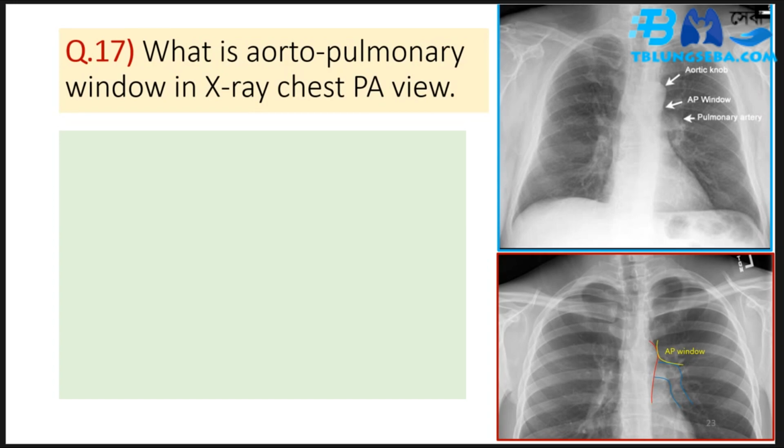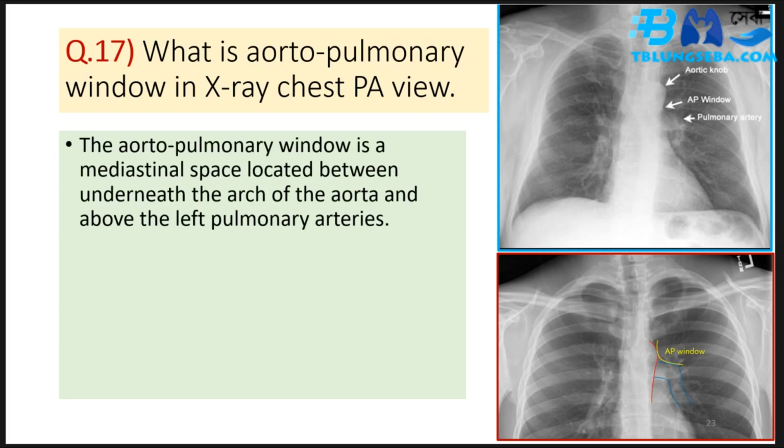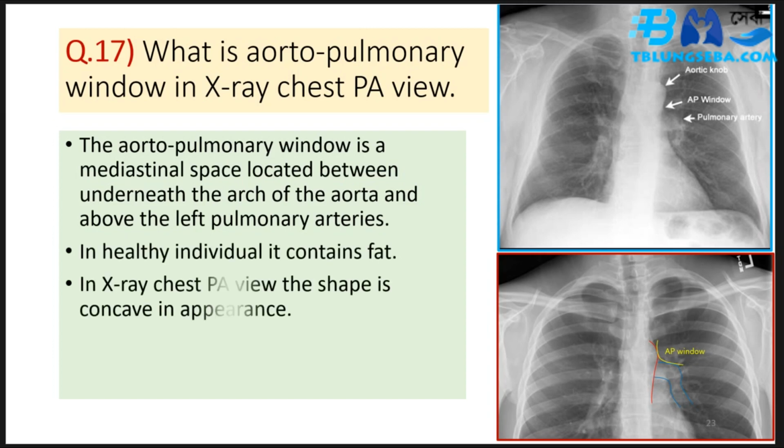Q.17, what is aortopulmonary window in X-ray chest PA view? The aortopulmonary window is a mediastinal space located underneath the arch of the aorta and above the left pulmonary arteries. In healthy individual it contains fat. In X-ray chest PA view the shape is concave in appearance.